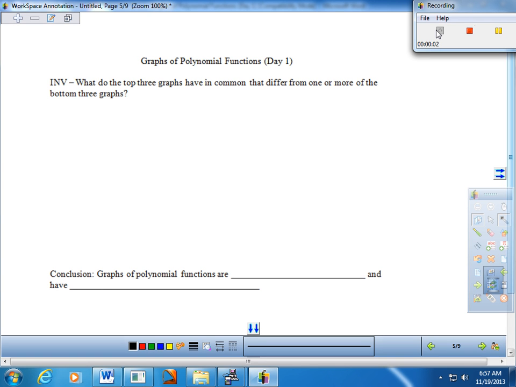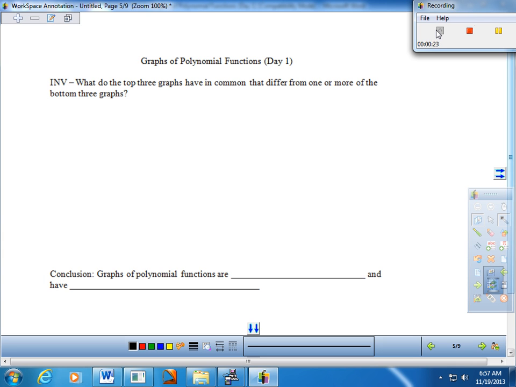Welcome. Today's notes worksheet is entitled Graphs of Polynomial Functions Day 1. We'll do a few investigations today, setting up some of the graphical characteristics of polynomial functions. We'll do some very general investigations, and then we'll probably dive in and look at some of the more specific characteristics. So why don't we go ahead and start with what's at the top of your page here.